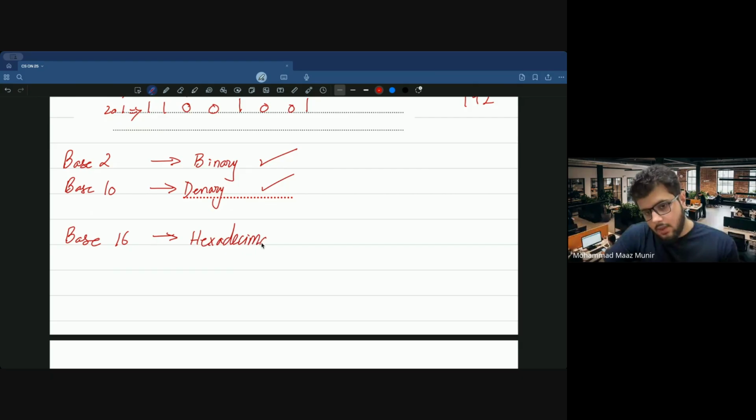Hexadecimal. Now, how is hexadecimal different from binary and denary? We studied that binary is a base 2 number system, which means that it can only have 2 possible values. It could be either a 1 or it could be a 0.